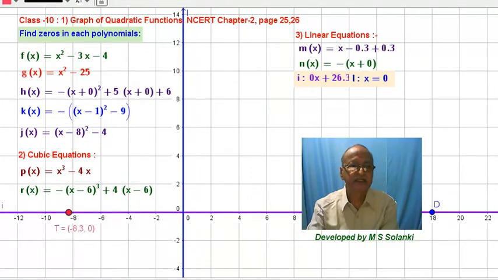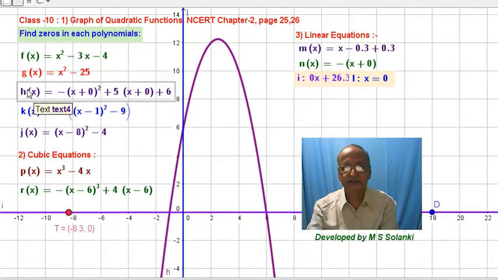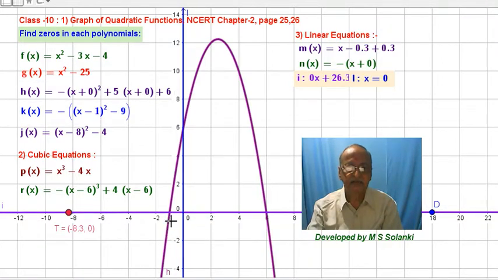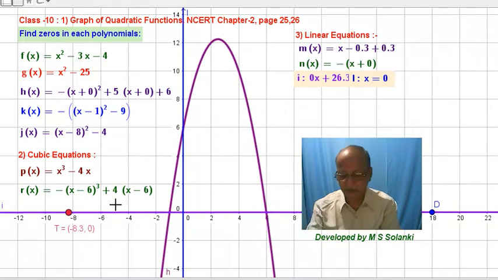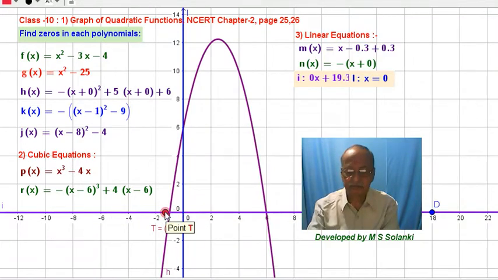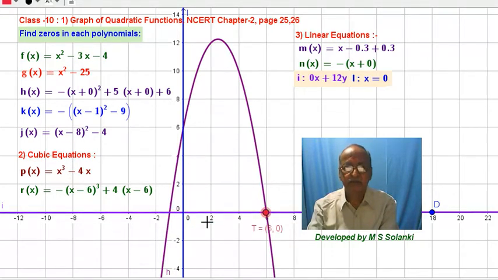Now the next function we are taking here, h(x). This function is minus x plus 0 whole squared, meaning x squared only, plus 5x plus 6. If you factorize it, the values of x will be minus 1 and 6. You can verify here with the help of this test point. Minus 1, and here it will be 6. So if you put these values of x here, h(x) will be equal to 0.